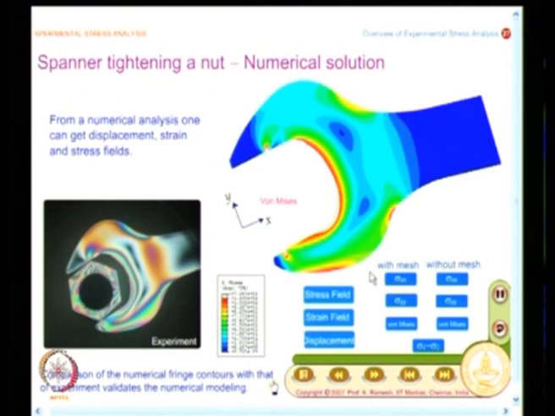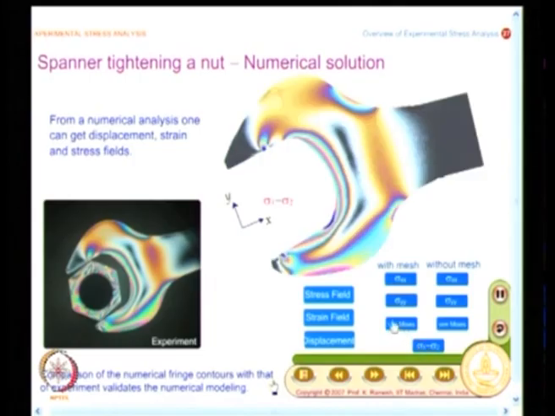And what was done was, we have developed an in-house software. What it will do is, it will evaluate sigma 1 minus sigma 2 and also mimic the colors that you get in an experiment, and this is plotted. And an approach like this helps you to quickly come to an understanding that you have very good comparison between what you observe in the experiment and what you observe in the numerical method.